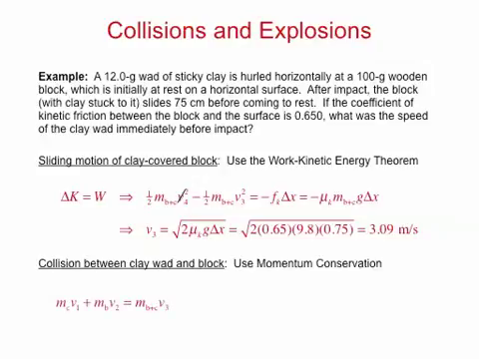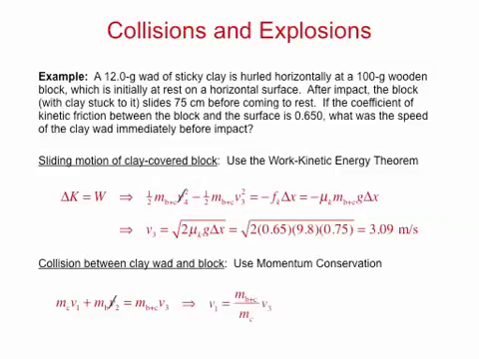The total momentum before the collision is the momentum of the clay plus the momentum of the block. The latter is 0 since the block starts at rest. Thus, the total momentum before the collision is m sub c times v1, the initial momentum of the clay wad. This has to equal the total momentum after the collision, which is m sub b plus c times v sub 3, the momentum of the clay-covered block.